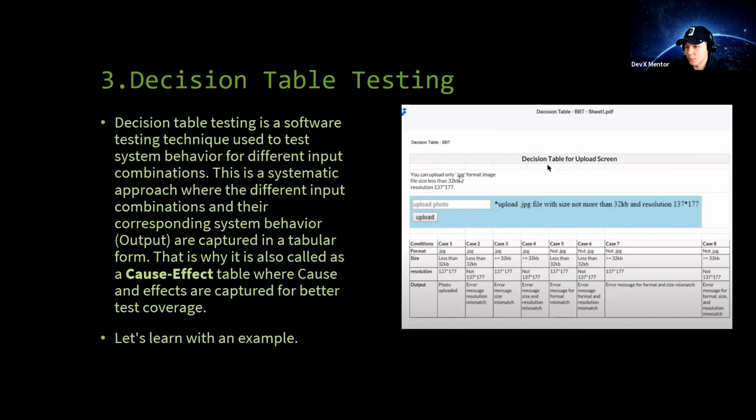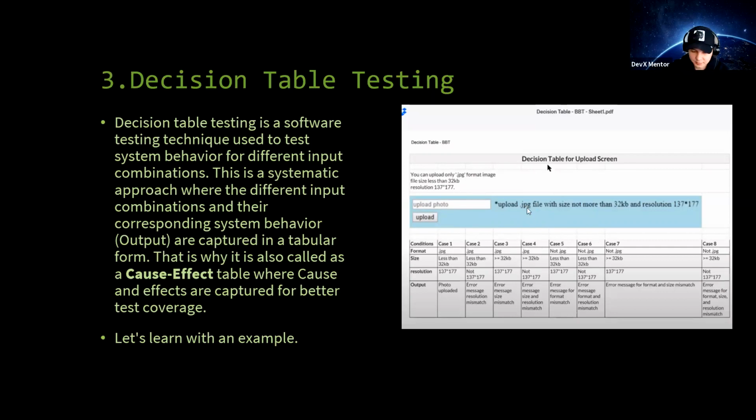And it takes only JPG format images, the file size should be less than 32 kilobytes, and the resolution will have to be like this. So it's really hard to come up with different test cases without this step. So we're doing this table, and we're basically thinking about, okay, I'm gonna try with JPEG format, with not JPEG format, with different size, with different resolution, and this is the output I'm gonna have. So you're creating this table to better understand, to better cover all the scenarios.